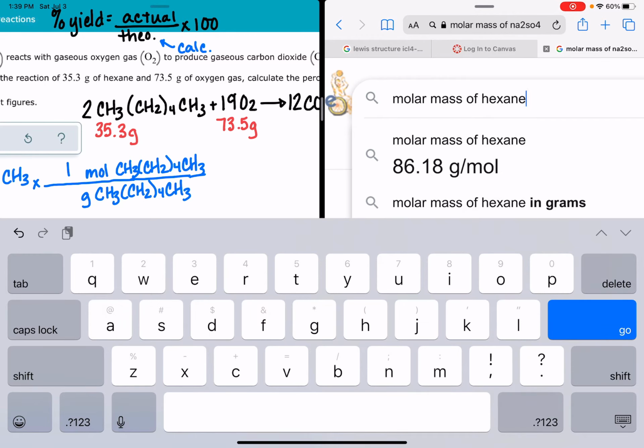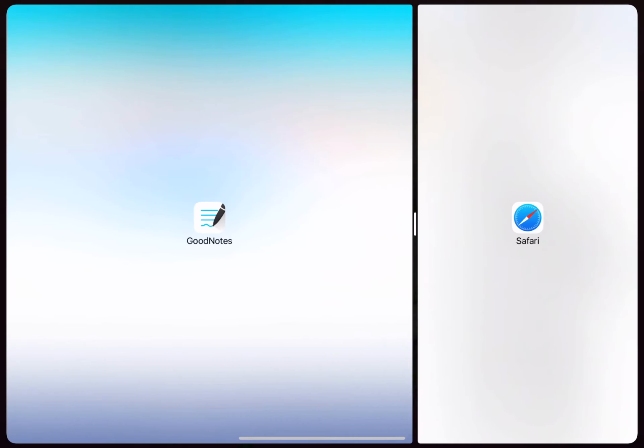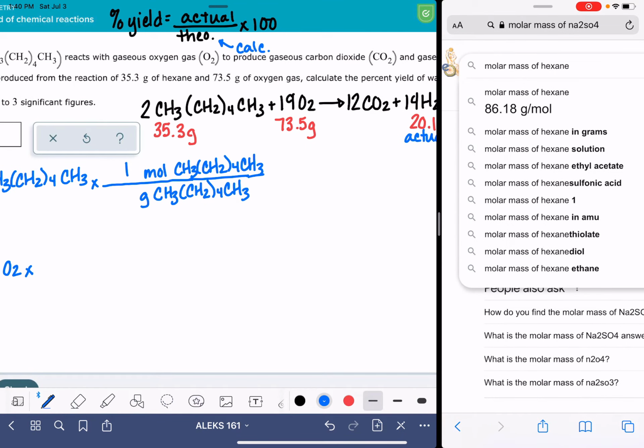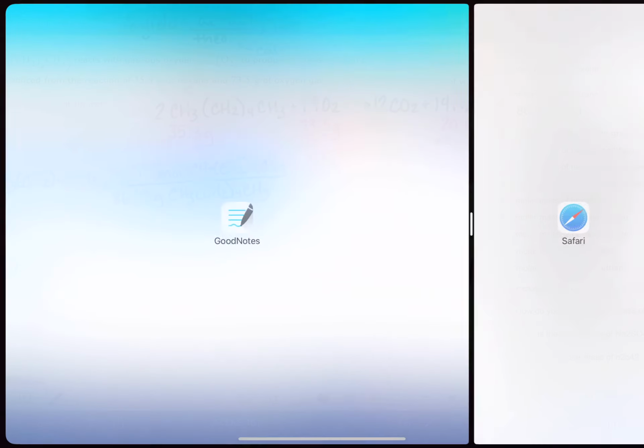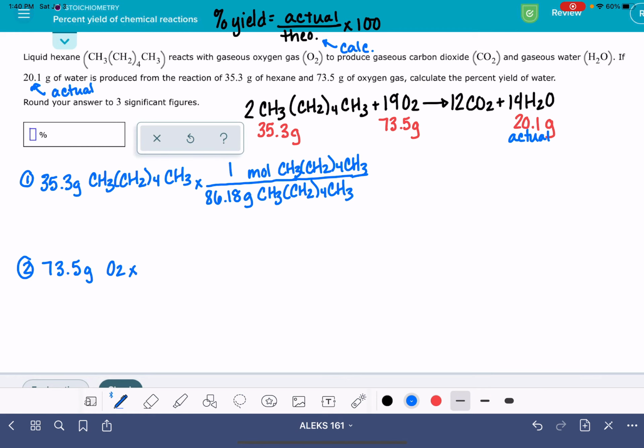86.18 grams per mole. You could have also typed in the formula instead of typing in the name. Either one of those would have worked just fine. 86.18 grams per mole. So that's just going to save you a little bit of time looking up those molecular weights instead of adding them up yourself.